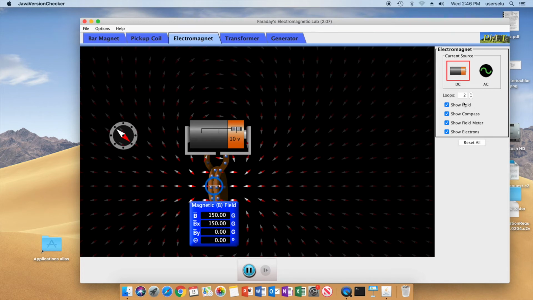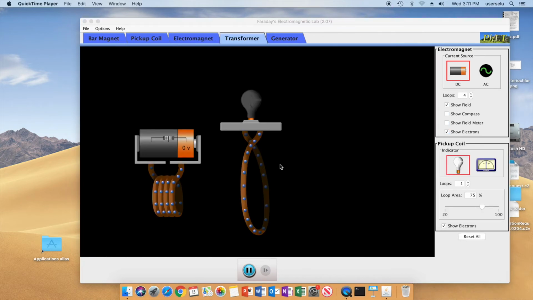Now notice what happens if I increase the loops to 3. I have 3 times the field strength of one coil, now 225 Gauss. If I increase it to 4, I have 4 times the field strength, or a total of 300 Gauss coming from those coils. Great.